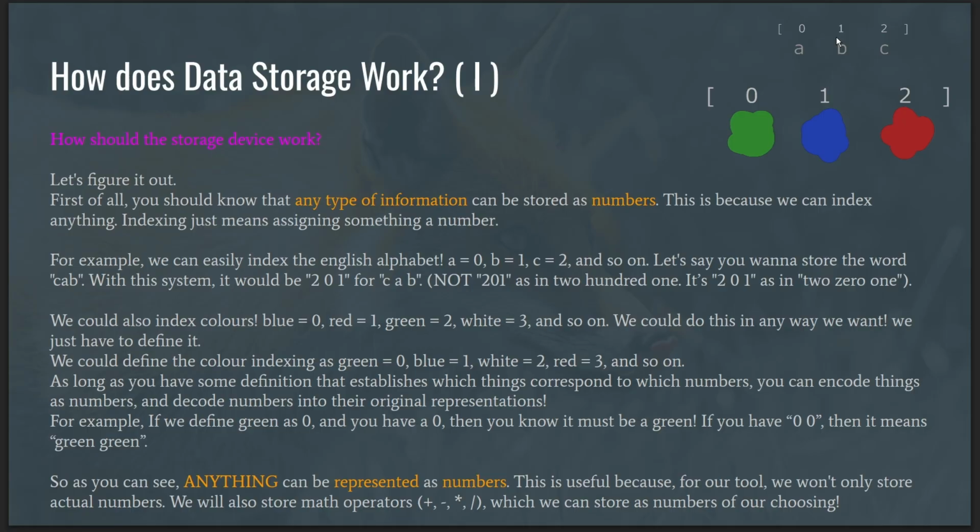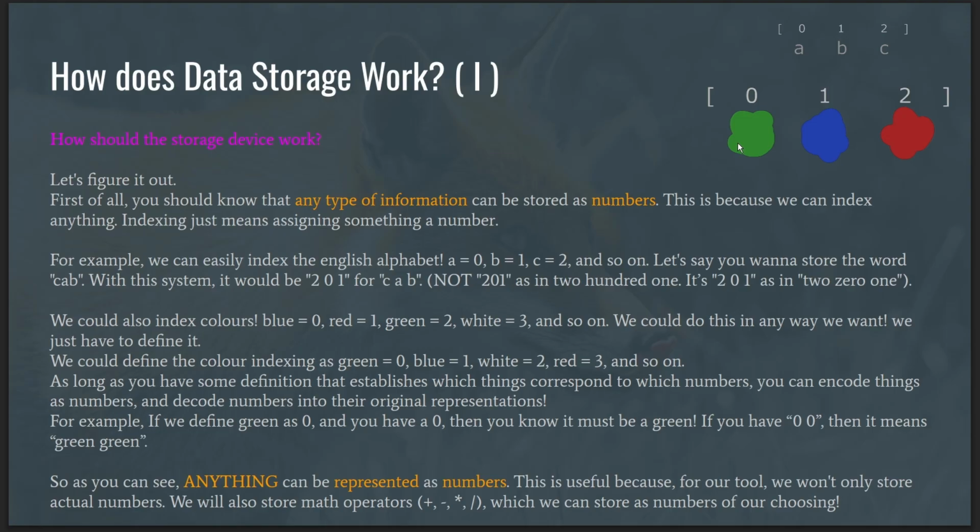We could also index colors. Blue equals 0, red equals 1, green equals 2, white equals 3, and so on. We could do this any way we want. We just have to define it. We could define the color indexing as green equals 0, blue equals 1, white equals 2, and red equals 3, and so on. As long as you have some definition that establishes which things correspond to which numbers, you can encode things as numbers, and you can decode numbers into the original representations. For example, if we define 0 being green, and you have a 0, then you know it must be a green.